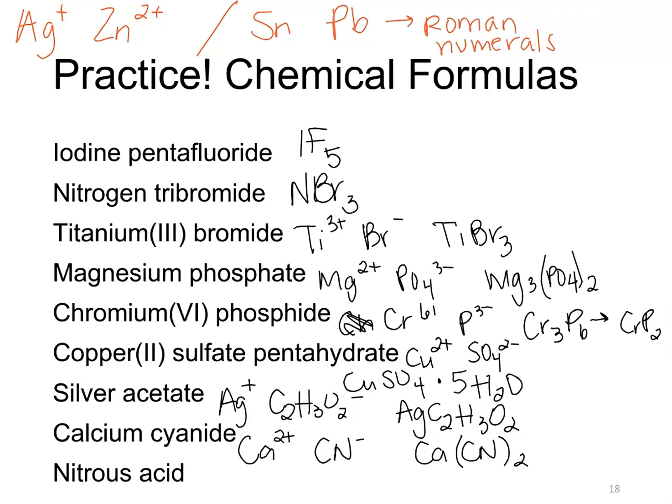And then our last one here is nitrous acid. So ous means that it came from ite. So we have to think of what nitrite is. Well, we know that an acid is always going to have an H+, and then nitrite is NO2-. So those charges cancel, and nitrous acid would be HNO2. And that's how you name and write chemical formulas of simple ionic and covalent compounds for a general chemistry course.